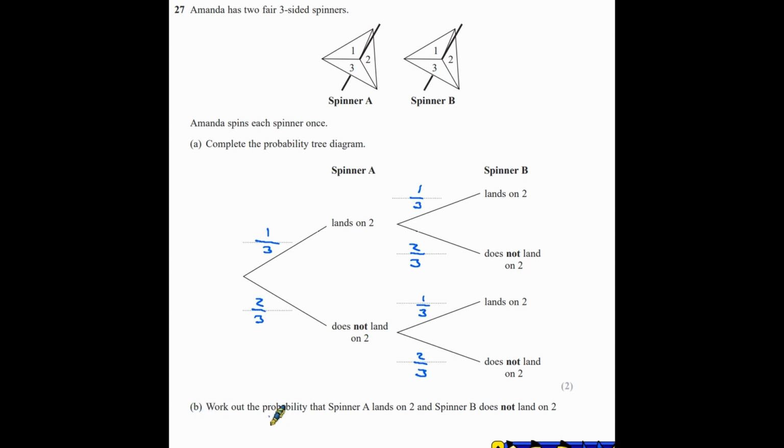Now part B says work out the probability that spinner A lands on 2 and spinner B does not land on 2. Well, the probability of A landing on 2 is 1/3 and the probability of B not landing on 2 is 2/3. So to calculate the total probability, we have to multiply those 2 fractions together. So it's 1/3 multiplied by 2/3. We multiply across the top. 1 times 2 is 2, and across the bottom 3 times 3 is 9. So that's the answer to part B.